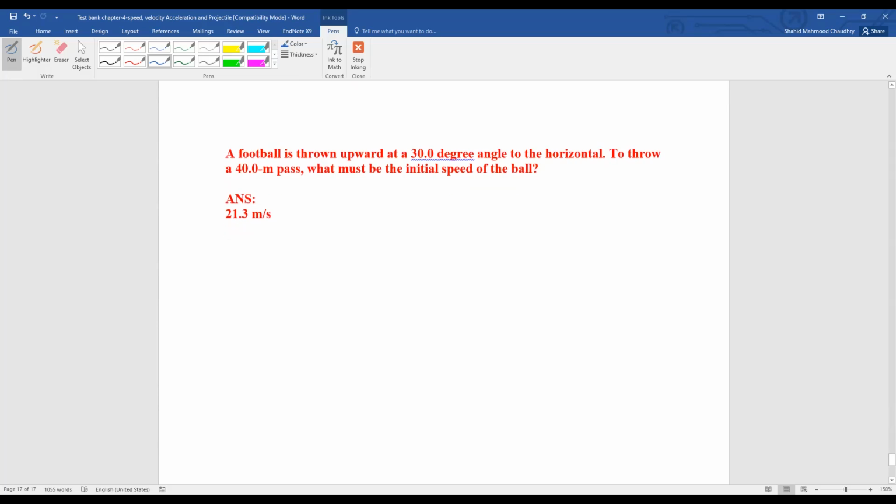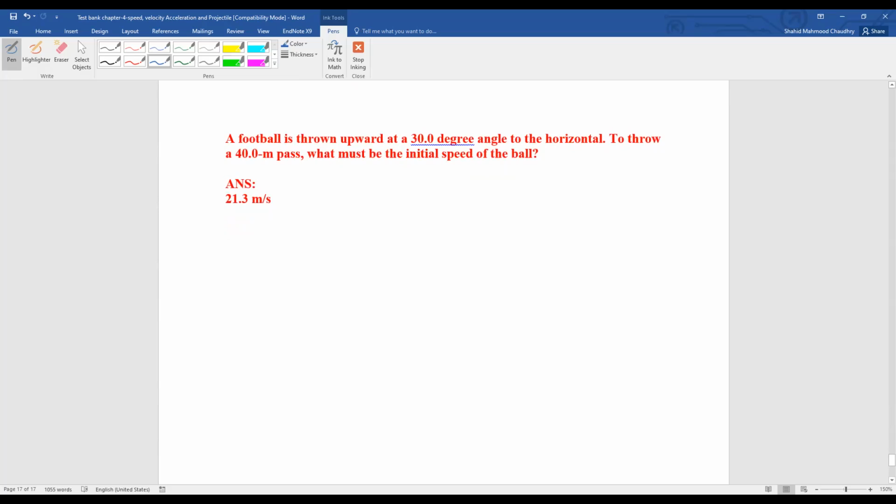After this, a football is thrown upward at a 30 degree angle to the horizontal. So the angle is given, 30 degrees. To throw a 40-meter pass, this is actually the x distance or the range, 40 meters. What must be the initial speed of the ball? Initial speed means Vi. So this is a very simple problem.